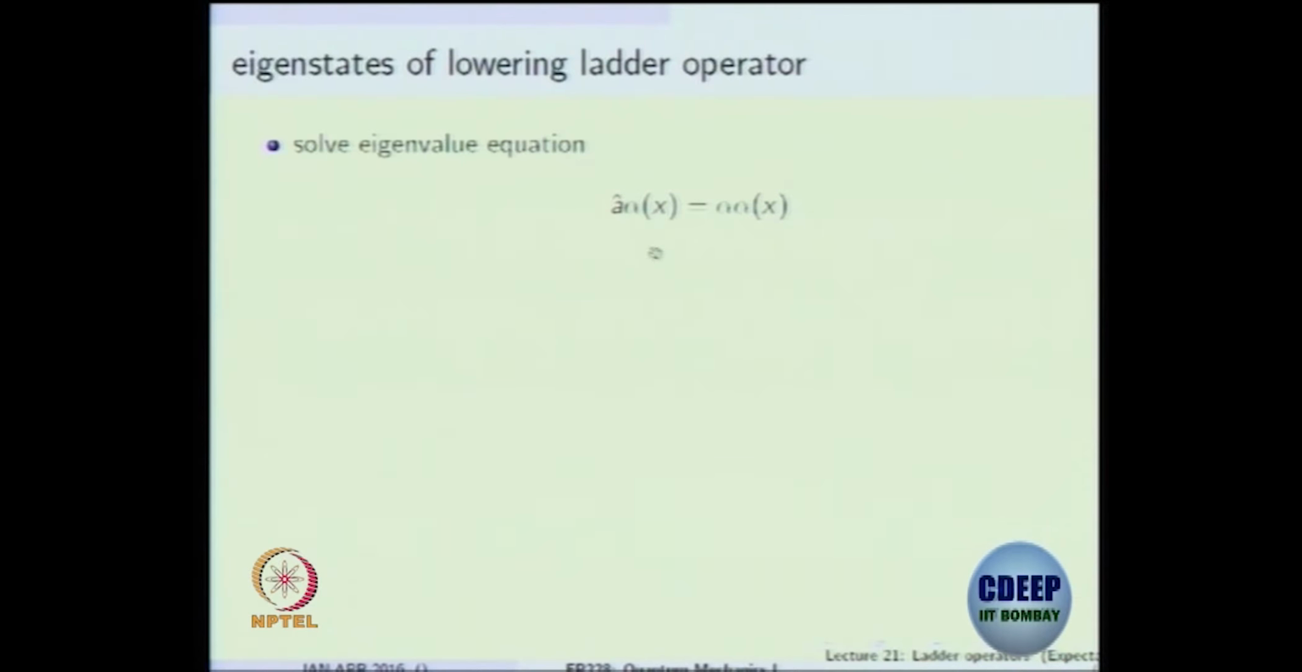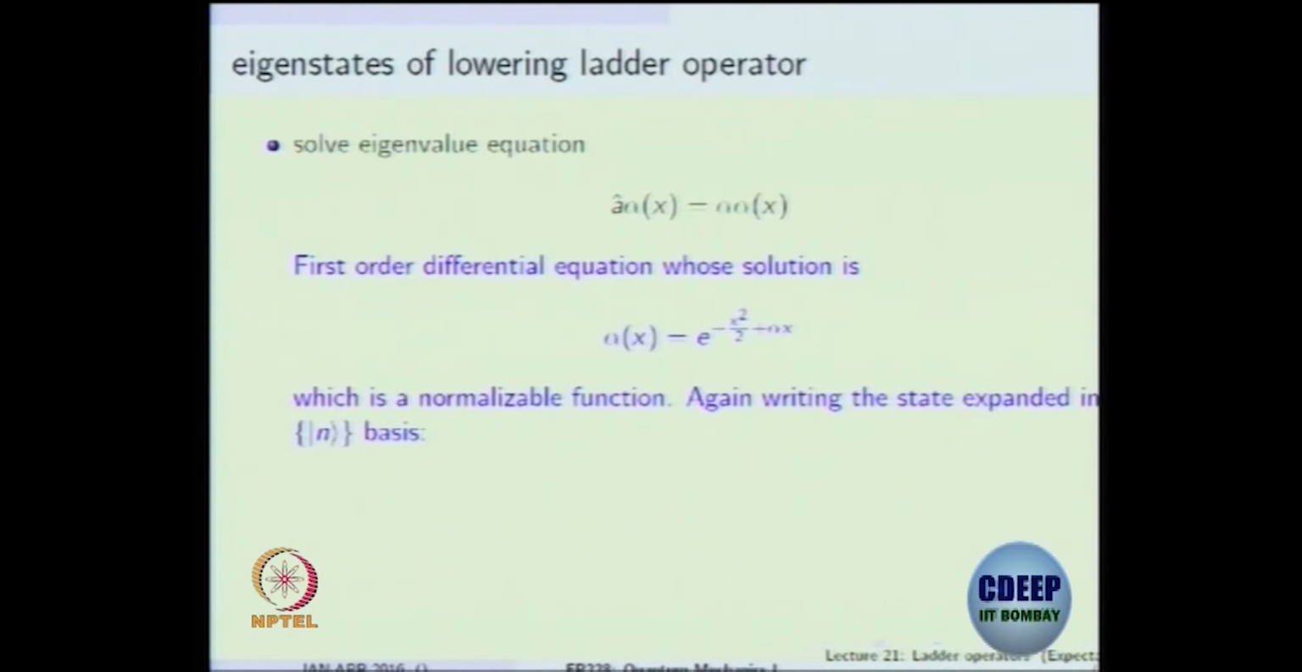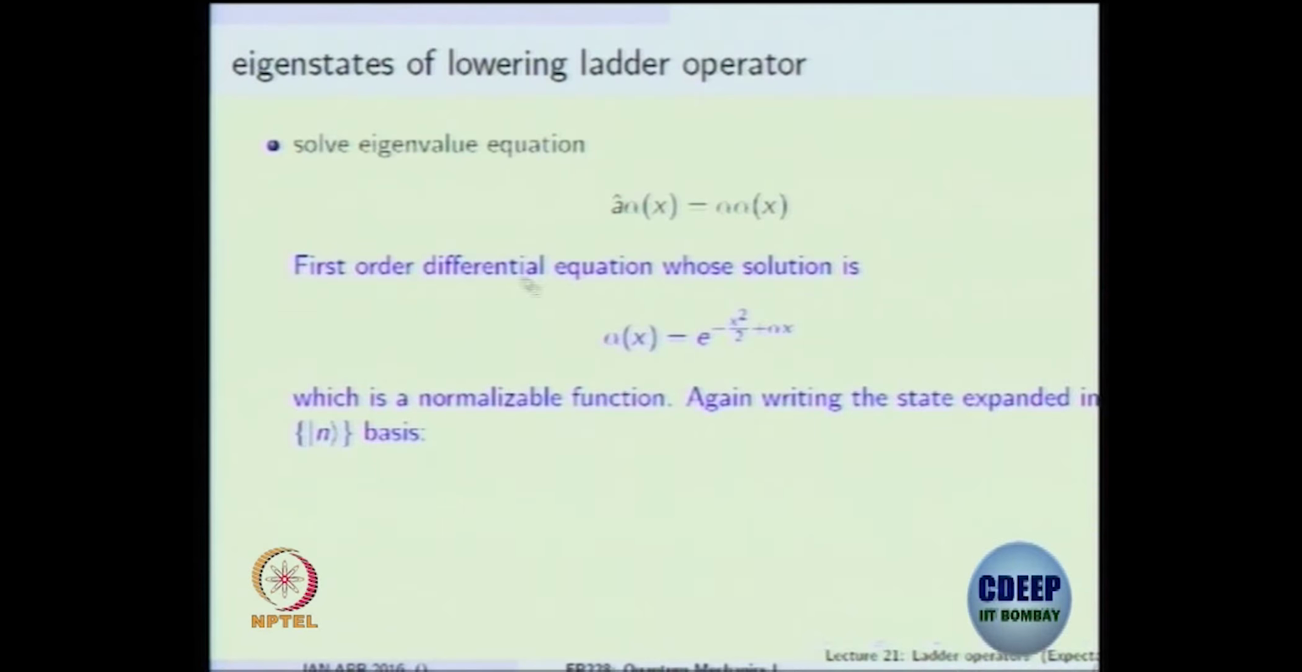I'm calling that alpha of x. Can you solve the first order differential equation again and see whether you get a solution? Is it normalizable or not normalizable? It is normalizable. So at least I have a hint that I can find a normalizable wave function for eigenstates of the A operator. This is the wave function. I want to write the state alpha.